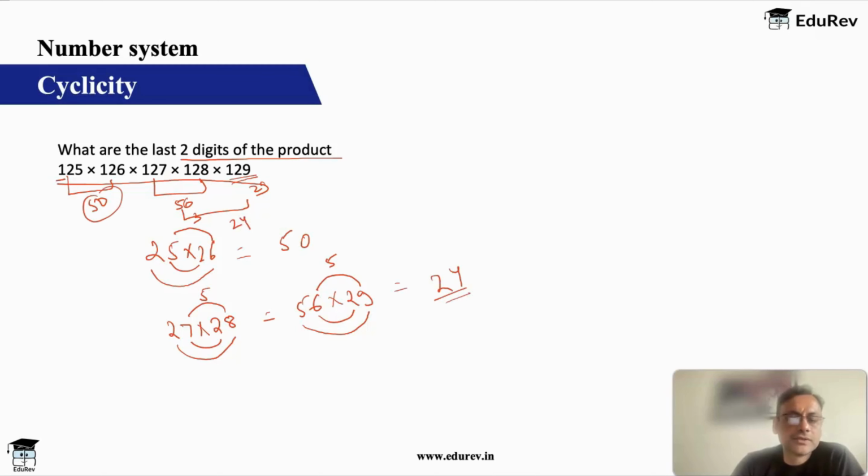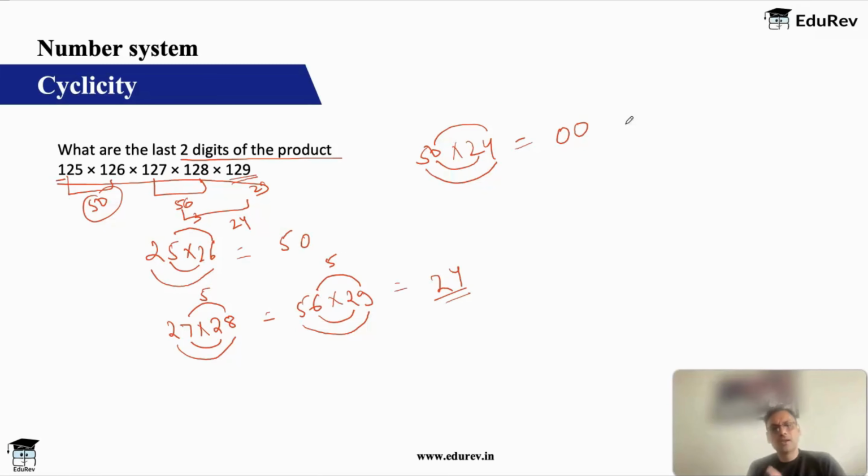And this was 50. So now I have 50 into 24. 50 into 24 will give me 4 into 0 is 0. And then 5 into 4 is 20 plus 0. So 20, that is 0. So this is going to be 0, 0. Okay. One more thing that we could have noticed, the answer is 0, 0 obviously.